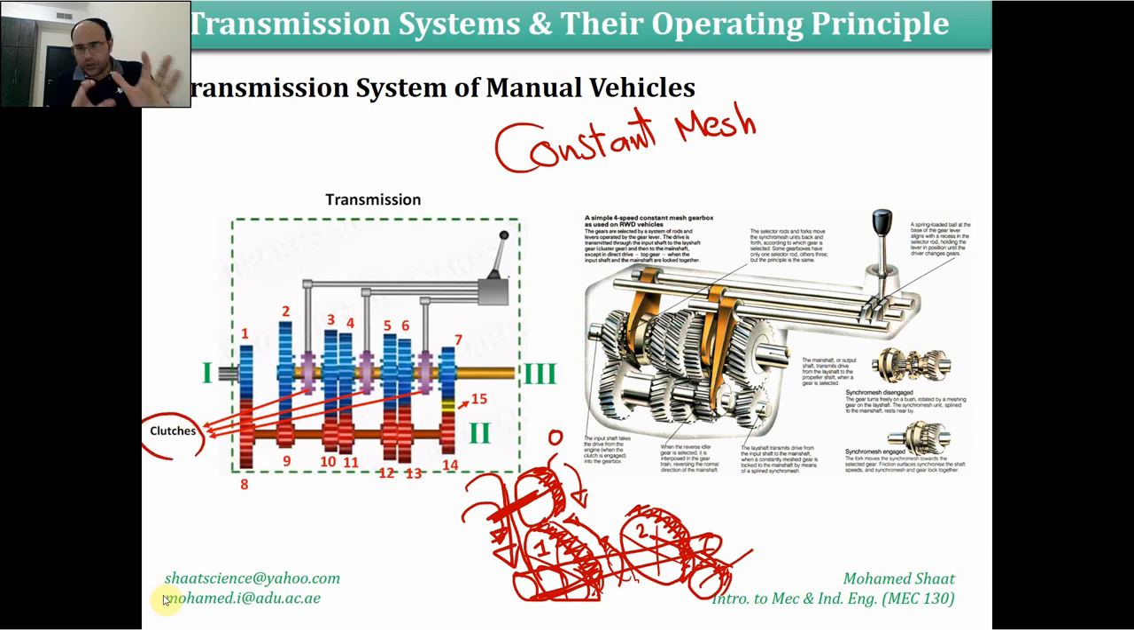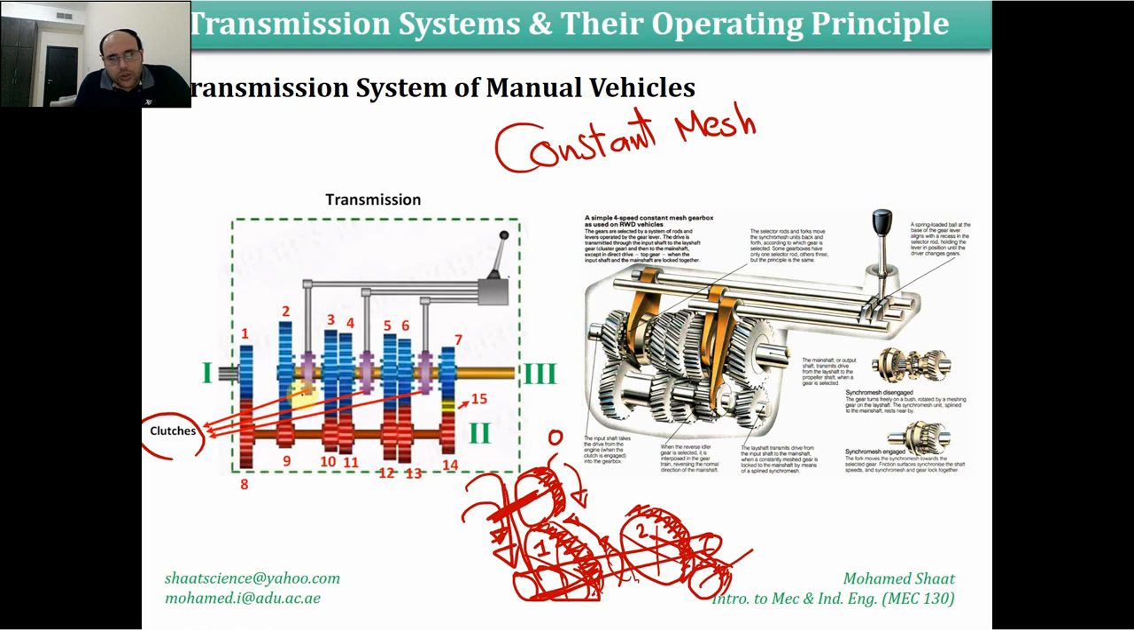We need to shift between first gear, second gear, and so on. How could we do it? We are using positive action clutches, or clutches in general. One clutch is located between gears 2 and 3. Another clutch is located between gears 4 and 5. And another clutch is located between gears 6 and 7.